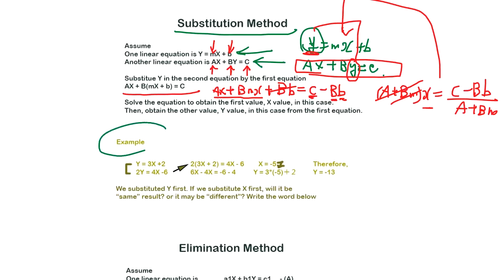Here's an example. y equals 3x plus 2 and y equals 4x minus 6. So you substitute this y with 3x plus 2. This equation, follow this arrow, becomes like this. Simplify this, then you get x. Once you get the x, you plug this x into the y equation, you get the y. Okay, this is the substitution method.